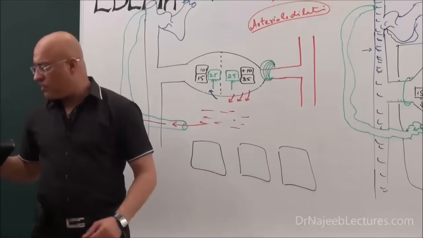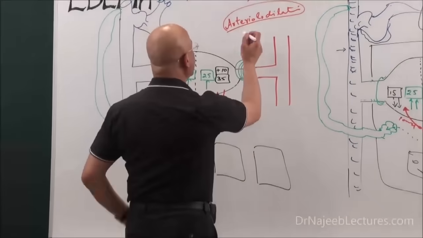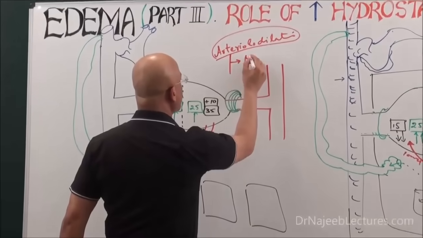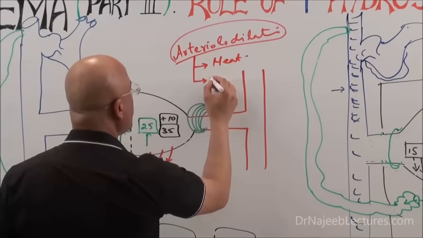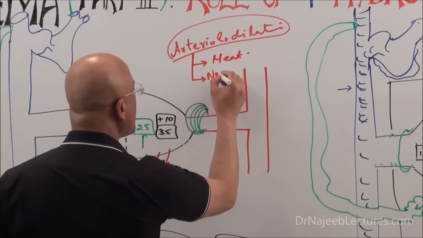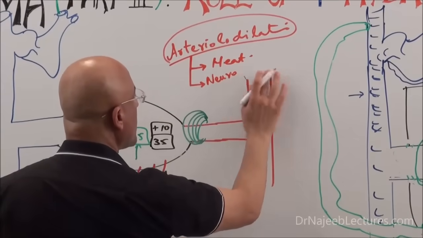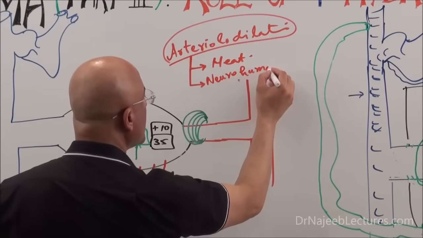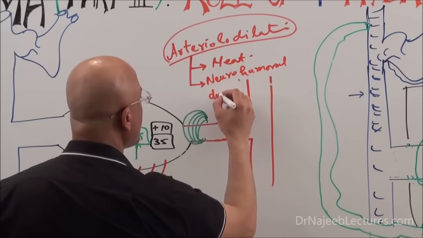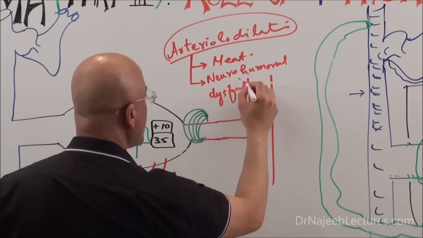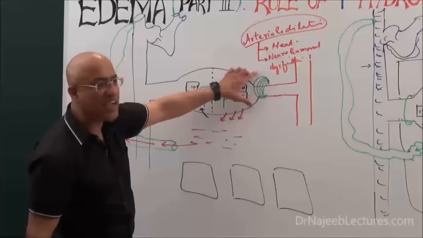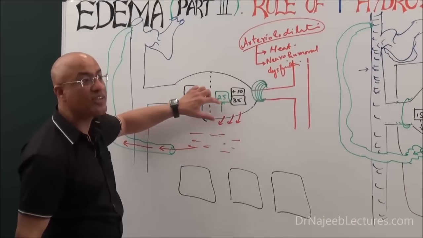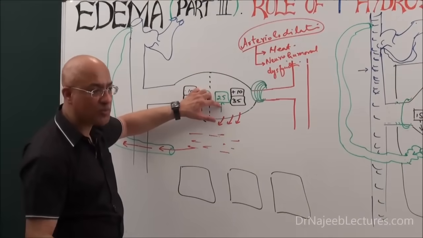Yes. Then I will not go into detail, but I will just mention that arterial dilation, once I mention heat, and other I am going to mention, neurohumoral dysfunction. Neurohumoral dysfunction may logically dilate and produce localized edema in some part of the body.